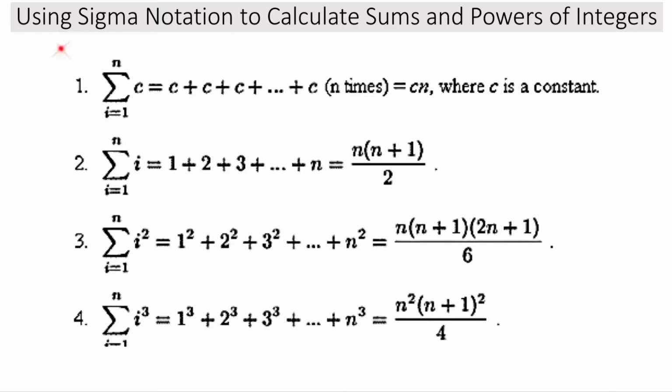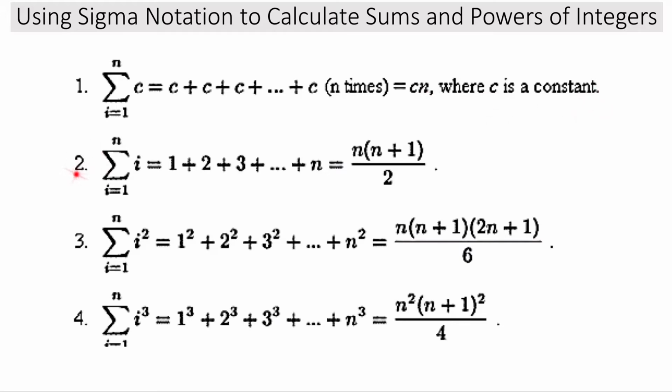Next, we're going to talk about using sigma notation to calculate sums and powers of integers. So first, let's talk about a constant. So this says if I want to sum a constant n times, that means I've got 1, 2, 3, etc., all the way up to n of these constants that I want to add up. That's the same thing as multiplying c times n, where c is a constant.